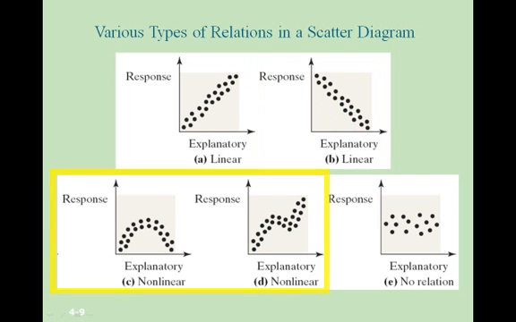Notice in pictures C and D, we have nonlinear relationships. And then in picture E, there is no relation that exists here between our explanatory and response variables. When this happens, it typically looks like chickenpox.